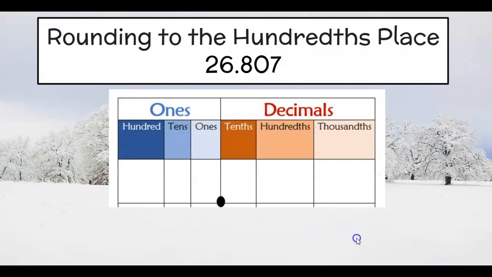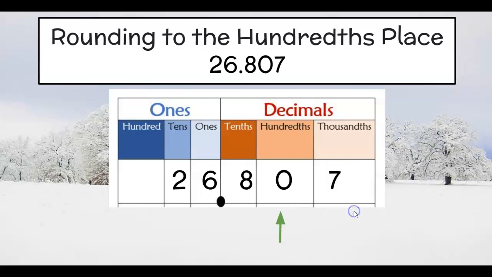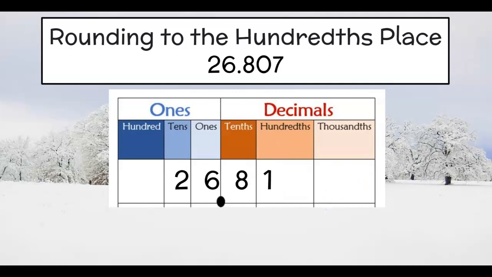All right, let's write it. Love these place value charts. It makes it so easy. Identify your hundredths place. Look next door. 7 is more than 5, so it's going to bump that 0 up to a 1. And then we just get rid of the 7. Okay, it's kind of like it used all its power to push it over. And now we just have 26 and 81 hundredths.